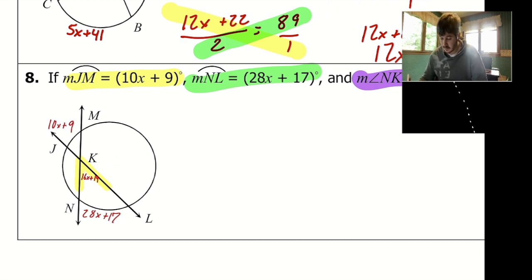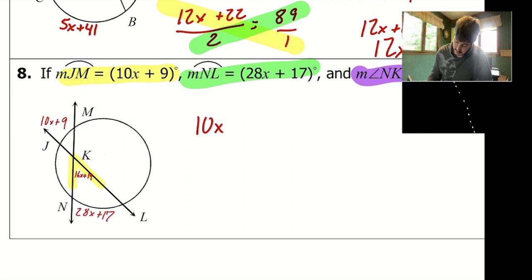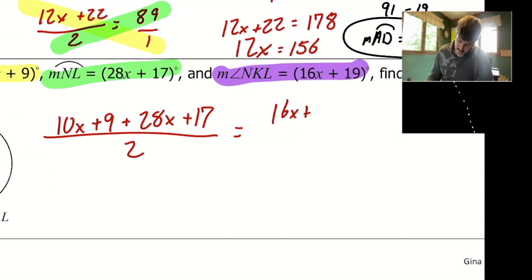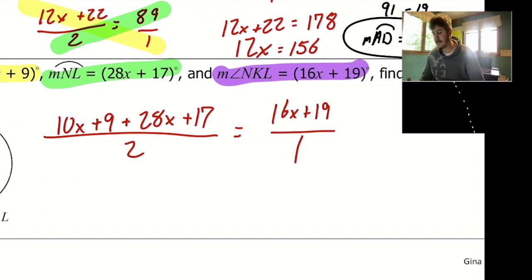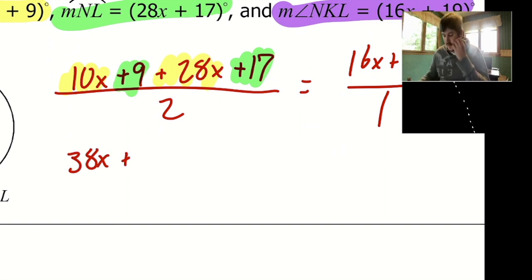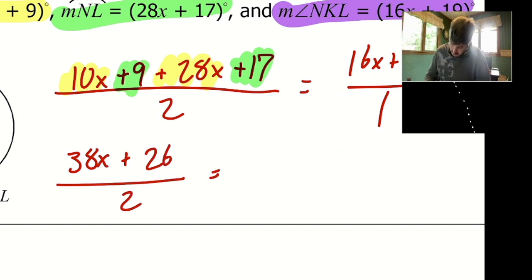So we'll jump right into our setup. The two arcs, 10x plus 9 plus 28x plus 17, all over 2, is equal to 16x plus 19. We'll throw that over 1. I'm going to combine like terms first. So x's, whole numbers, you get 38x plus 26 divided by 2 equals 16x plus 19 over 1.